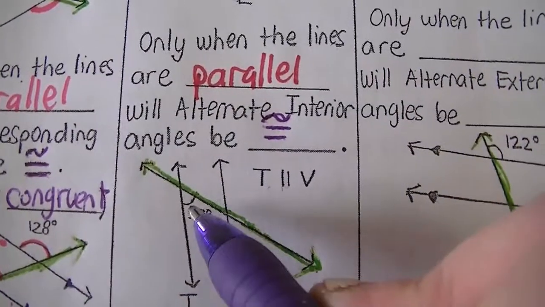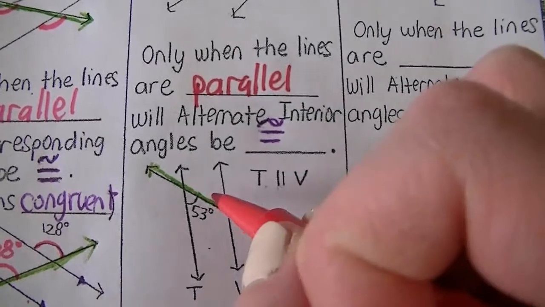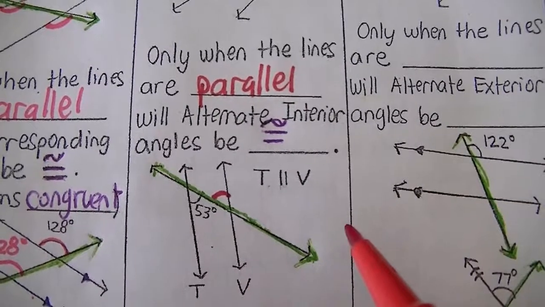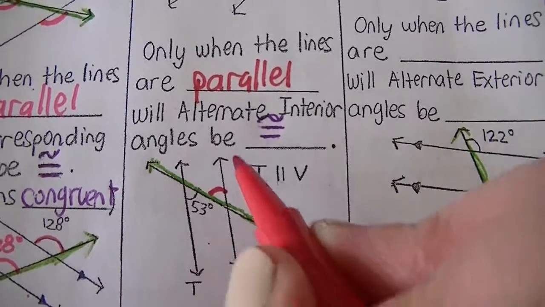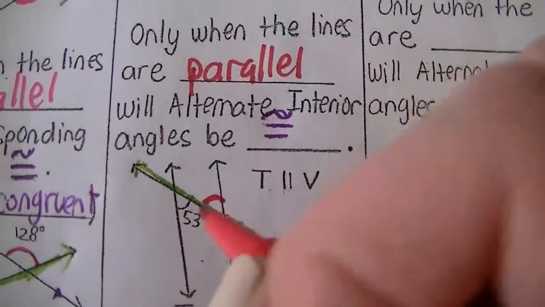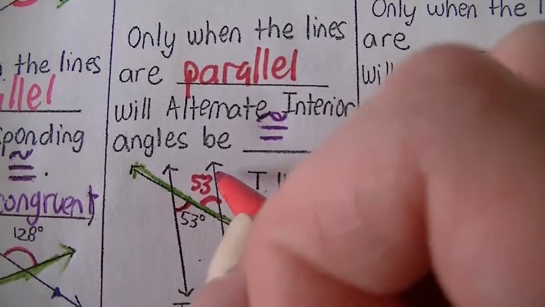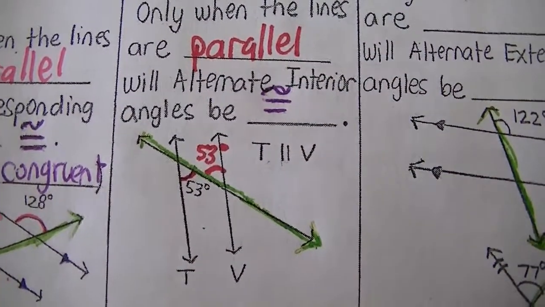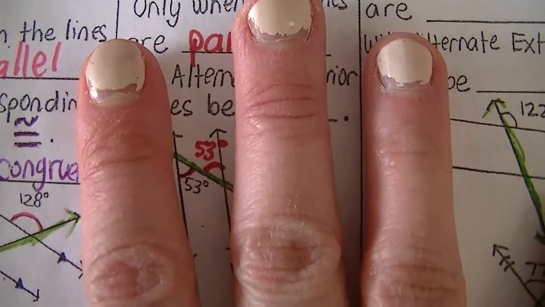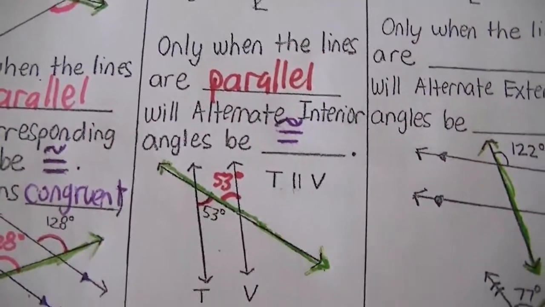So, if this angle right here is 53 degrees, then its alternate interior angle will also be 53 degrees, only because line T is parallel to line V, because they tell us. So if this right here is 53 degrees, its alternate interior angle is also 53 degrees, okay? And again, they're alternate interior angles because see how they're on the inside and on opposite sides of the transversal. They jumped over that little coffee table inside.